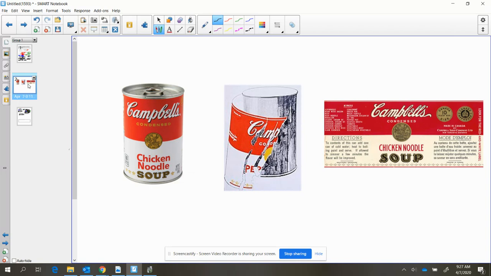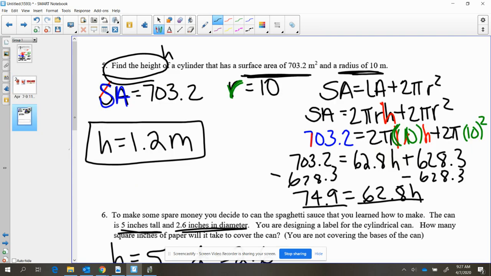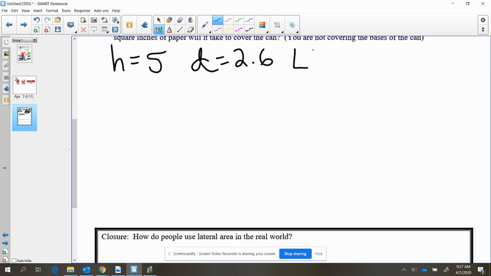So that goes back to our example here. The label around our can is just going to be in reference to our lateral area. So really all we're looking for here is lateral area, which is 2 pi r h. So again, before we get started, very similar to the examples on the bottom of the first page, they give you the diameter, you need the radius. So we're going to start by cutting that 2.6 in half.